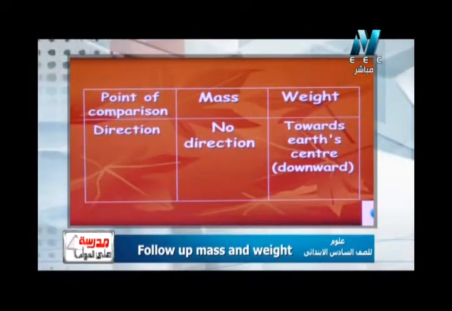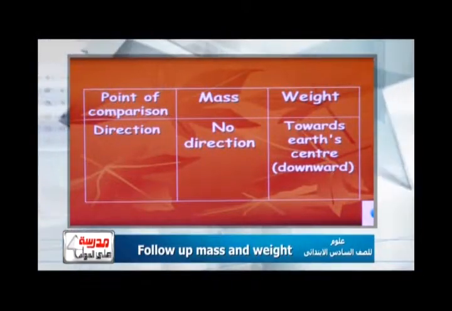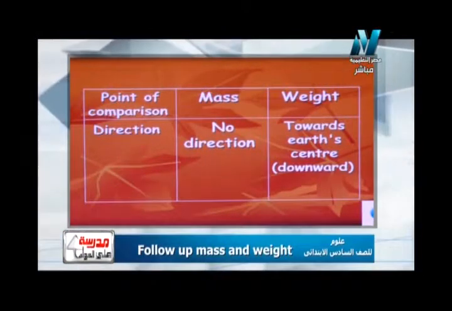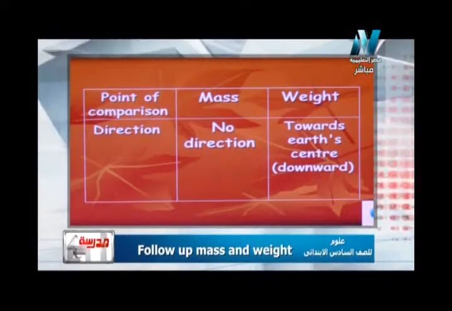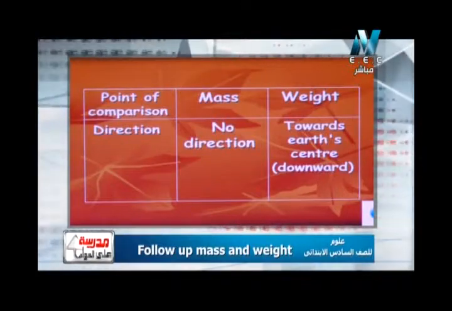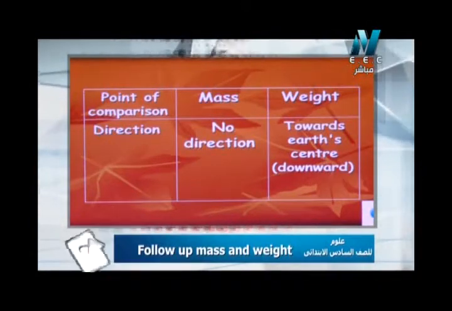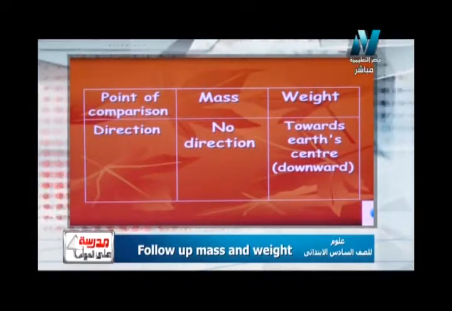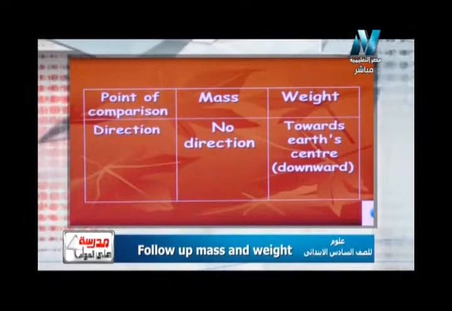So the direction of each one of them, mass has no direction. الماس ملهاش اتجاه لأنها ما بتتغيرش. So again, mass has no direction because it doesn't change from place to place or it doesn't depend on the place. هي مش معتمدة على المكان، فعشان كده هي ملهاش اتجاه. So what about weight?